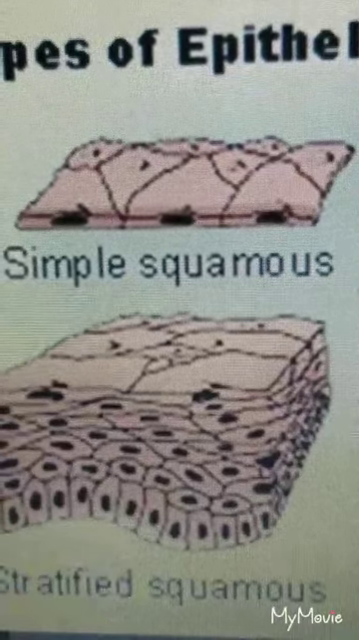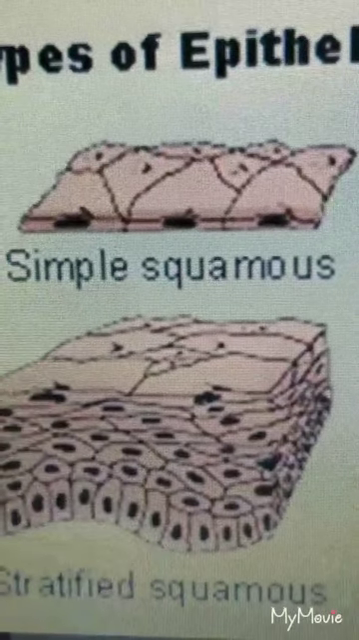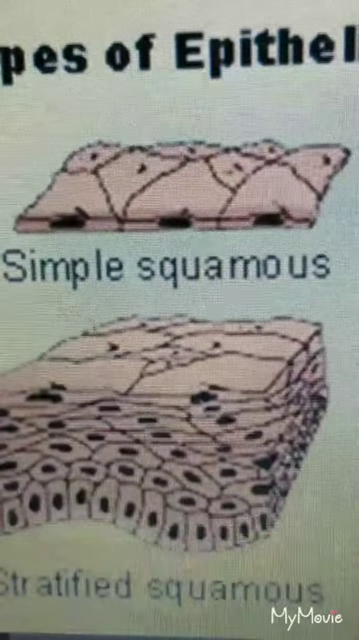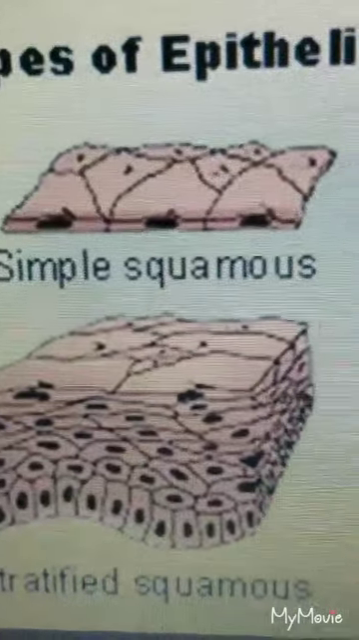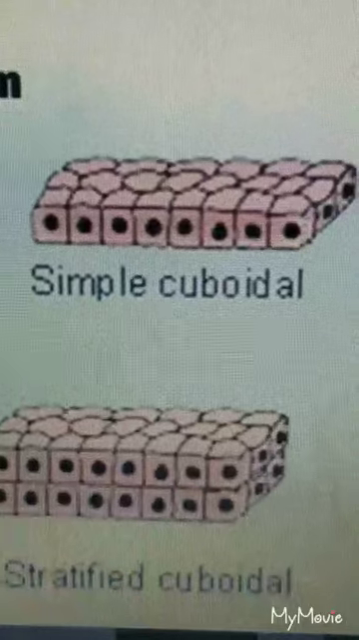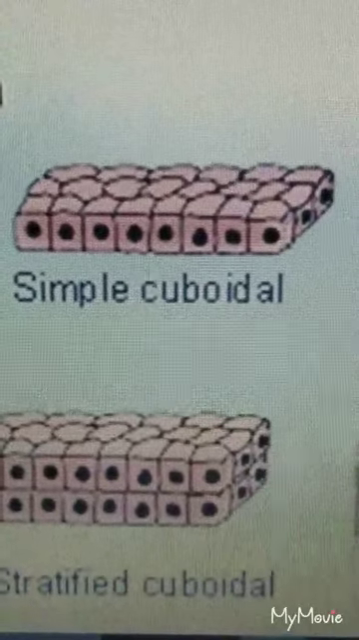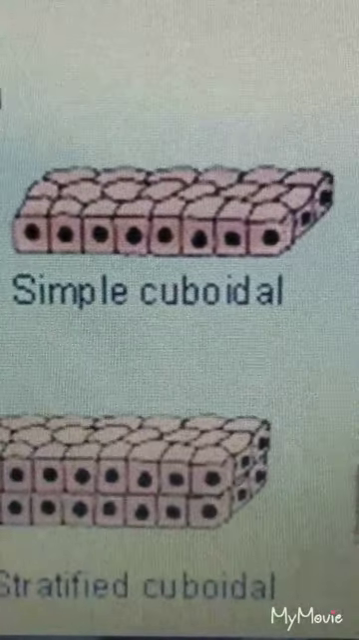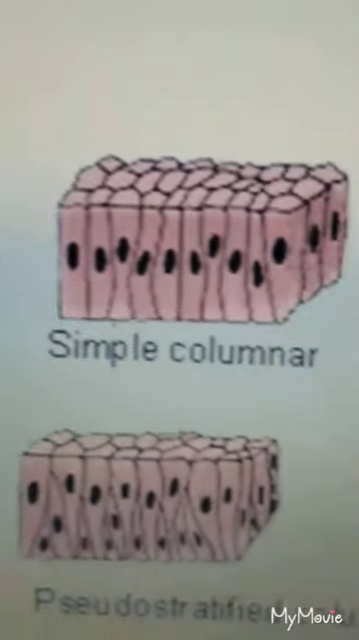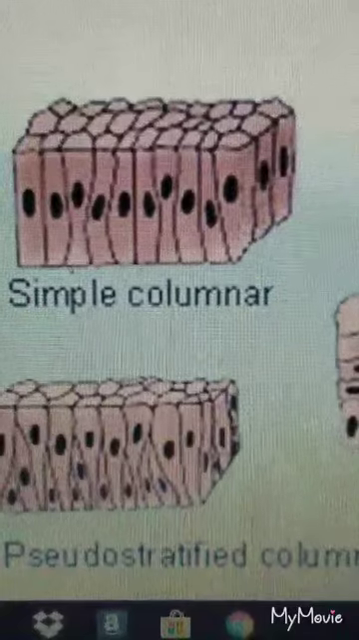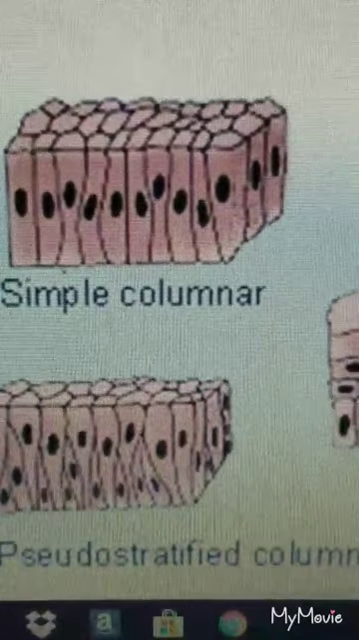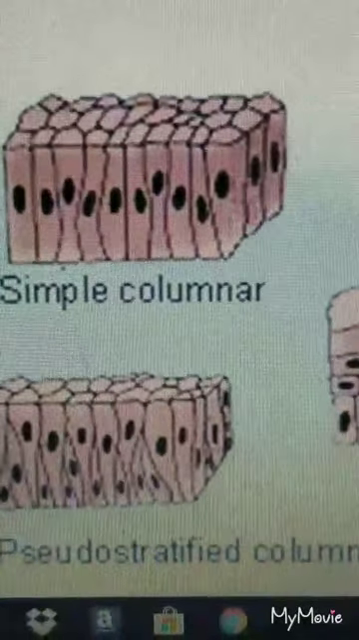Right now we are looking at the simple squamous. The simple squamous epithelium, as the name indicates, is a single layer of squamous-shaped epithelial cells. Simple cuboidal has a single layer of cuboidal-shaped cells. Simple columnar has a single layer of long column-shaped cells.